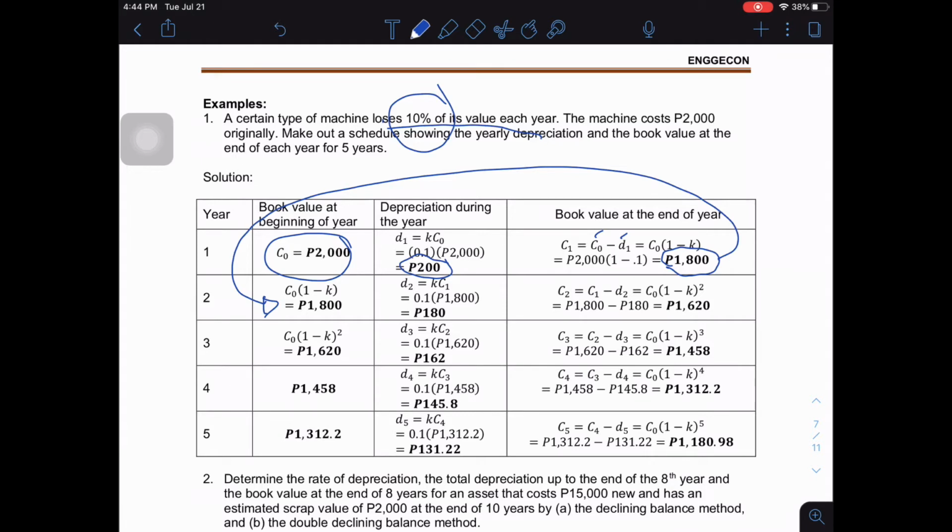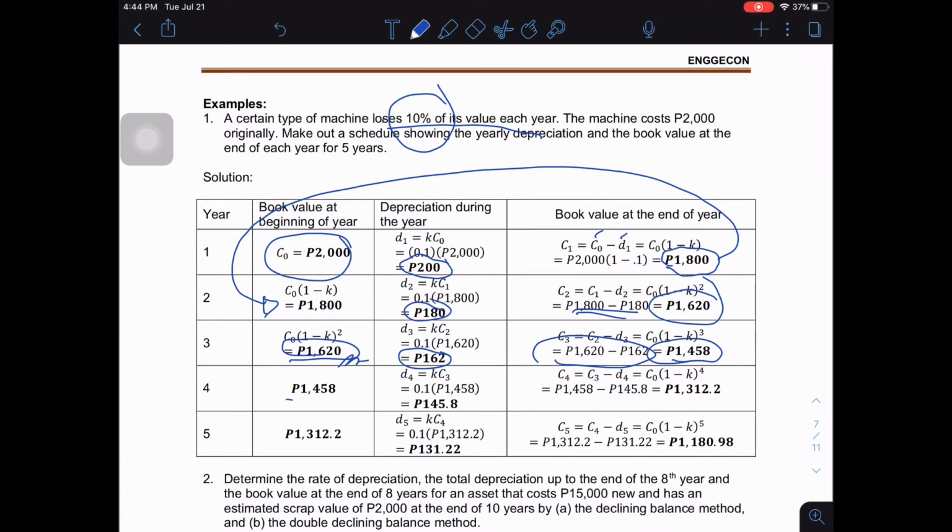Now that 1,800 is the new beginning book value at the second year. And then multiply that 1,800 by 10%. That's the depreciation to be subtracted from the original cost at the second year, giving us 1,620 as the book value at the end of the second year. Now, this becomes our new beginning value for the third year. And the depreciation amount is 162 to be subtracted from 1,620, giving us 1,458 as the book value at the end of third year.